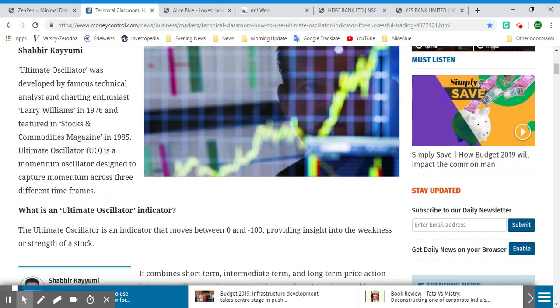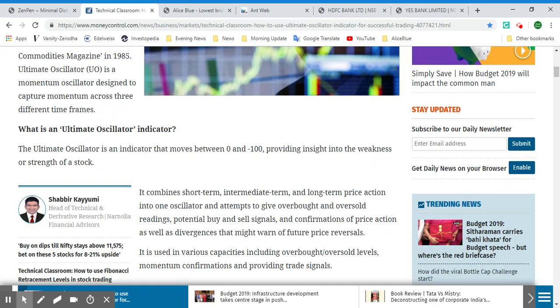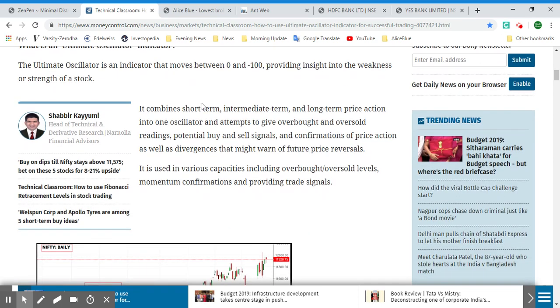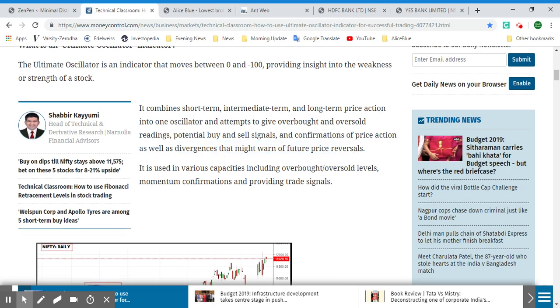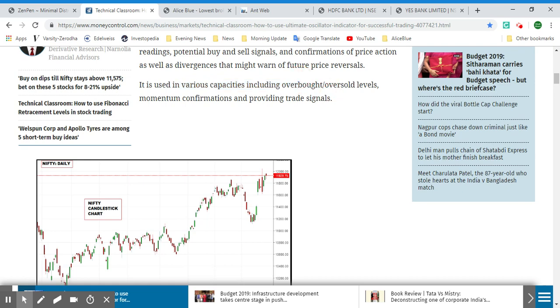First, let's see what is an ultimate oscillator indicator. This is an indicator that moves between 0 and 100, providing insight into the weakness or the strength of a stock. It combines short-term, intermediate-term, and long-term price action into one oscillator and attempts to give overbought and oversold readings, potential buy and sell signals, and confirmations of price actions as well as divergence that might warn of future price reversals. So it's used in various capacities, including overbought or oversold signals, momentum confirmations, and providing trade signals.